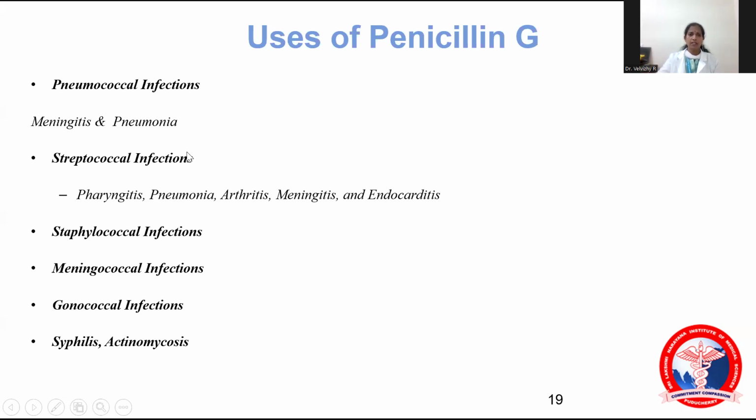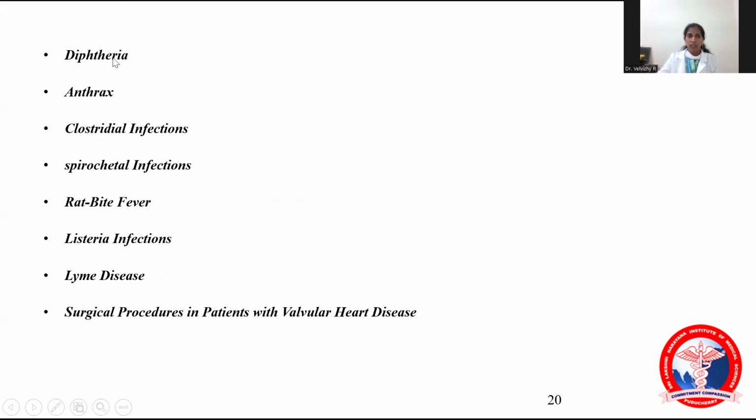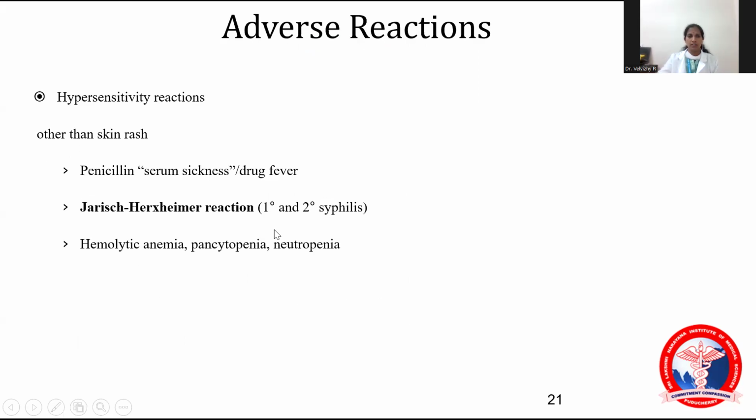So coming to the uses of penicillin, we have a lot of uses. It is used for all gram-positive infections, like pneumococcal infection, which produces meningitis or pneumonia, and streptococcal infections like pharyngitis, pneumonia, arthritis, meningitis, endocarditis. Also meningococcal infections, gonococcal infections, syphilis, and actinomycosis caused by Actinomyces bacterial infections. Apart from that, diphtheria, anthrax, and Clostridium infections, like gas gangrene, apart from Clostridium tetani, we can also use it. And spirochetal infections, rat bite fever, Listeria, Lyme disease, and it is mainly used for prophylaxis of valvular heart disease. So these are the uses of penicillin.